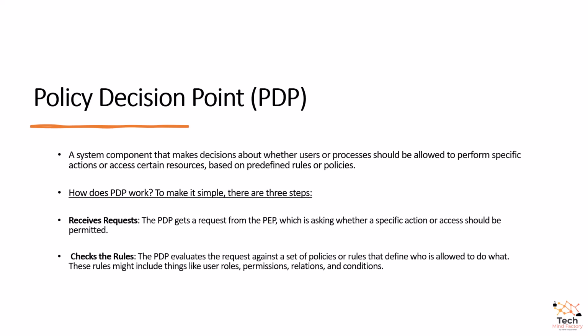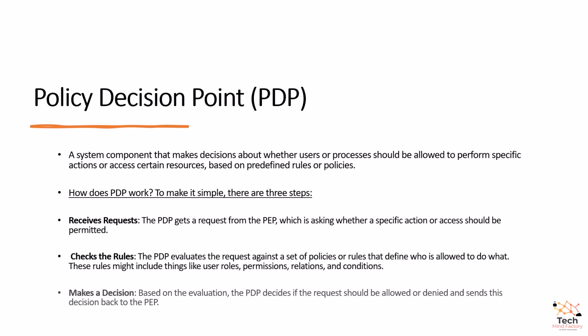So the policy decision point evaluates the request against a set of policies or rules that define who is allowed to do what. These rules might include things like user roles, permissions, relations, and conditions. And in the end, PDP makes a decision. Based on the evaluation, the policy decision point decides if the request should be allowed or denied and sends this decision back to policy enforcement point.